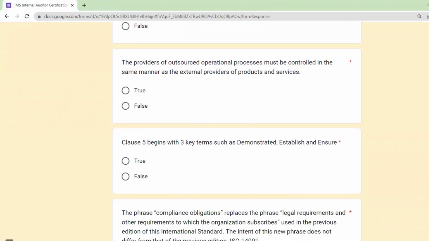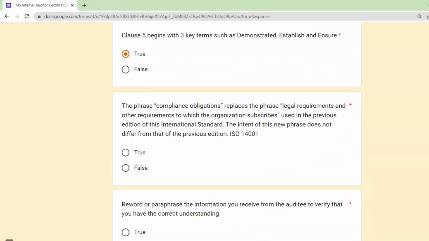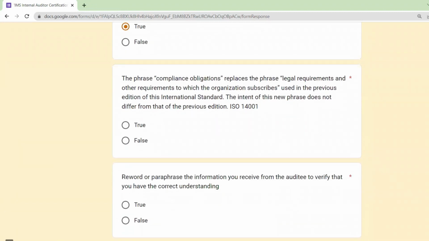And the provider of outsourced operational process must be controlled in the same manner as an external provider, that is, a supplier of product and service. That's right. Clause 5, interestingly, that is leadership, begins with the three terms: demonstrate, establish, and ensure. That's right. The phrase compliance obligation replaces the phrase legal requirement and other requirements to which the organization subscribes, used in the previous edition of the international standard. The intent of this new phrase does not differ from the previous one. It is quoted in ISO 14001.